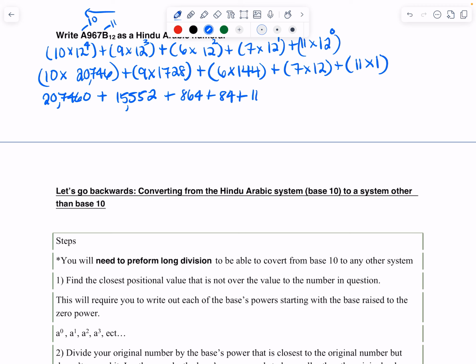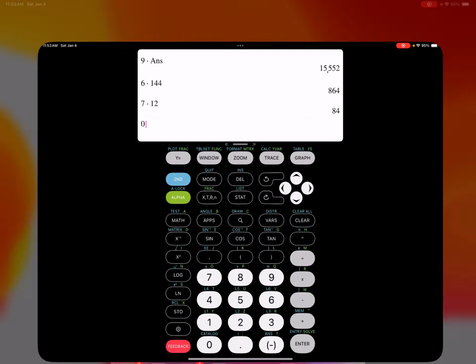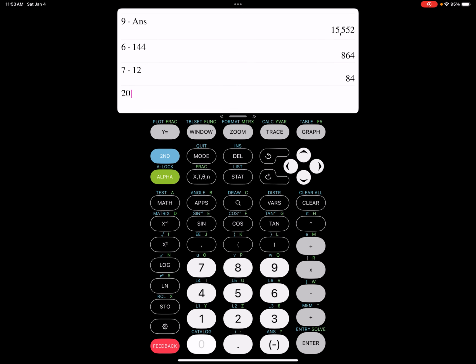So 207,460. I had the decimal wrong, so let me fix that. There we go. Okay, so 207,460 plus 15,552 plus 864 plus 84. And I get 223,960.